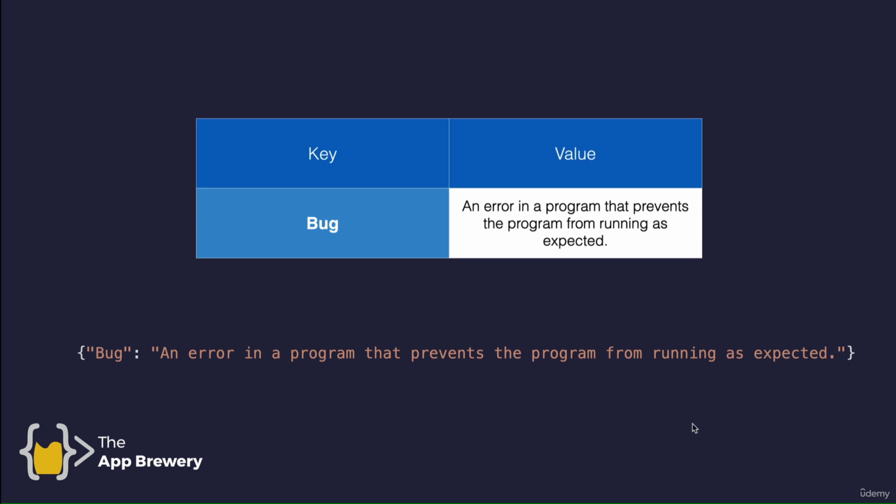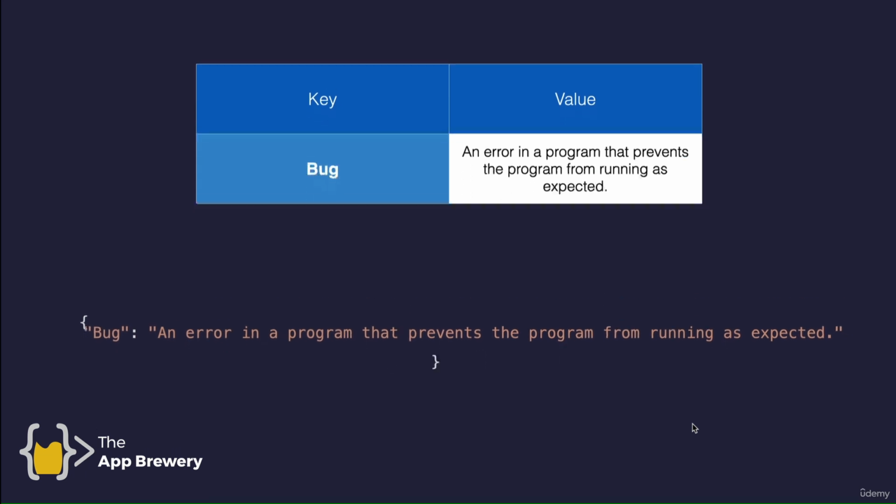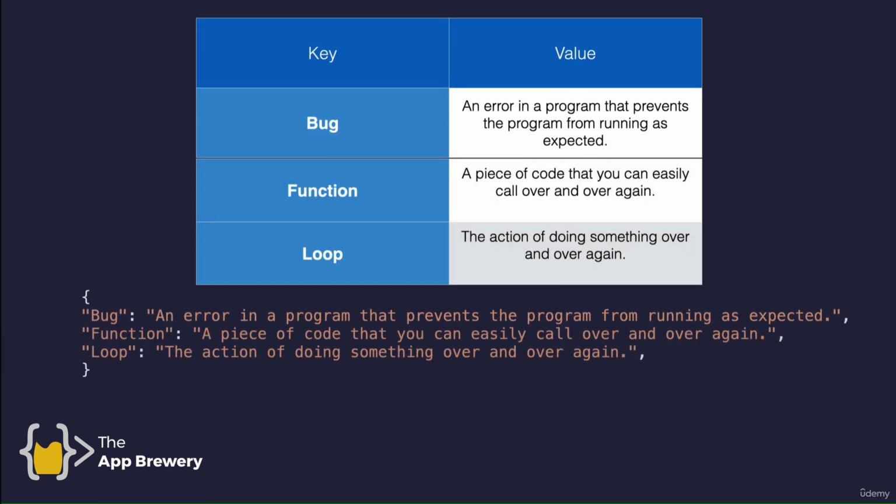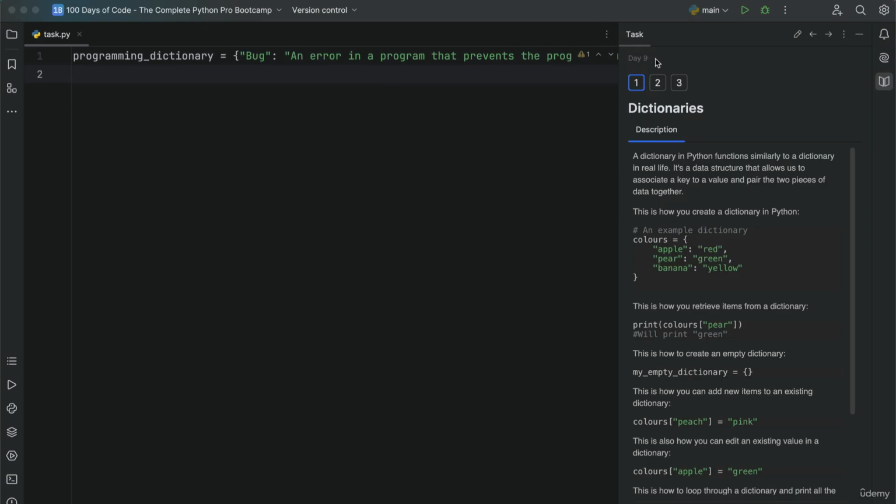What if you wanted to have more than one entry in your dictionary? Well, you would separate each of the key value pairs using a comma. And then you can continue adding key and value pairs until you get to the end of your dictionary. All right, let's take a look at dictionaries in action.